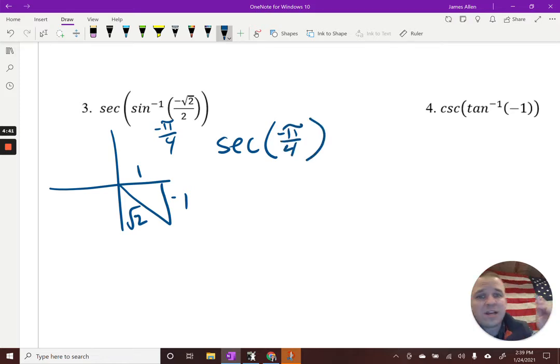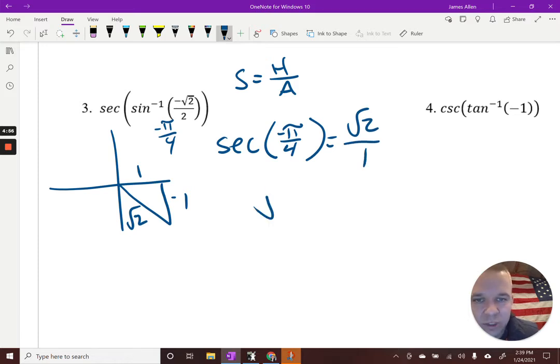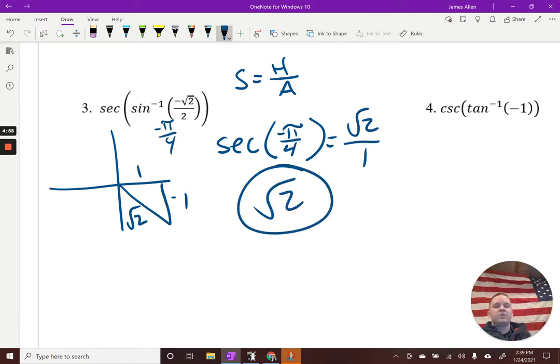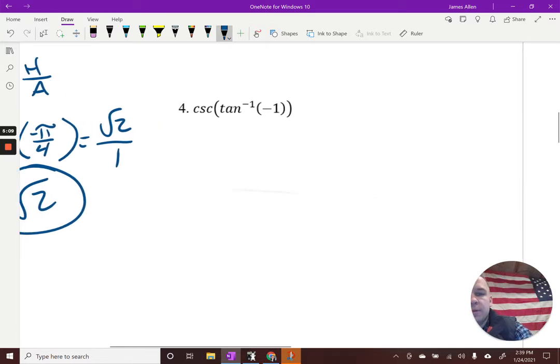I'm already ready to go. Secant is hypotenuse over adjacent, right? So hypotenuse, which is root 2, over my adjacent, which is 1. So just root 2 for my solution. Lovely. Fantastic. Triangles, triangles, triangles here. Maybe I'll pop in the right angle there. My apologies, okay? Let's keep rolling.